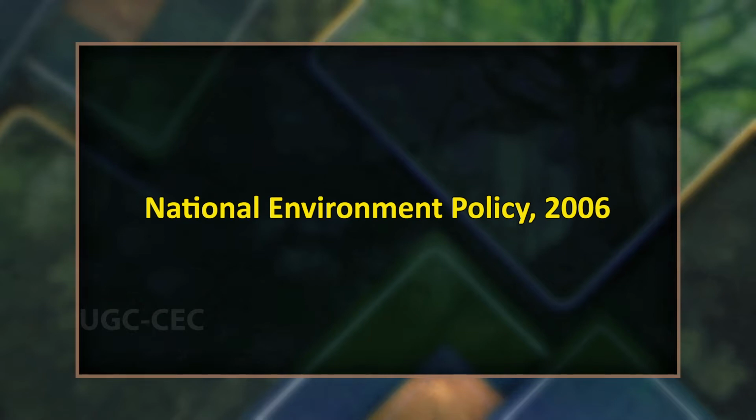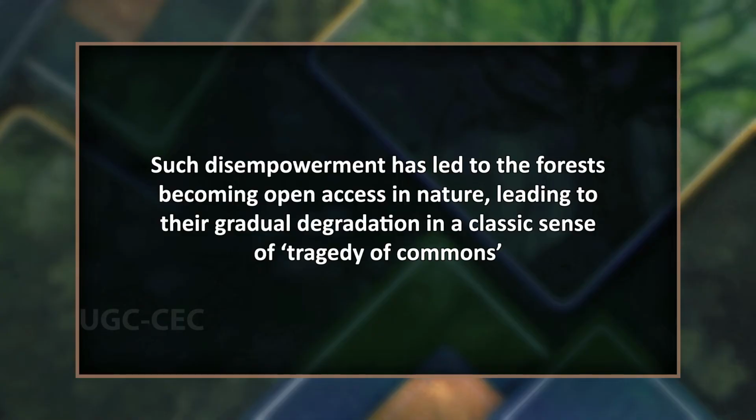National Environmental Policy 2006. The National Environment Policy 2006 recognized that forest laws and formal institutions have undermined traditional community rights and disempowered communities. Such disempowerment has led to forests becoming open access in nature, leading to their gradual degradation in a classic sense of tragedy of commons. The policy advocates recognition of traditional rights of communities as a remedy of serious historical injustice.